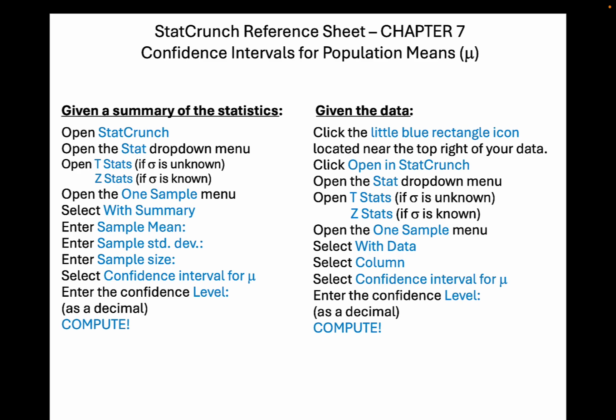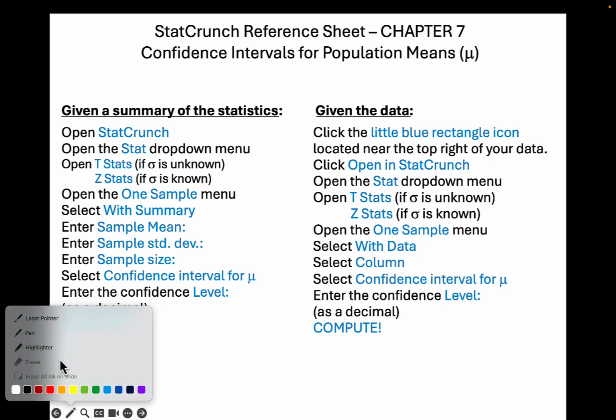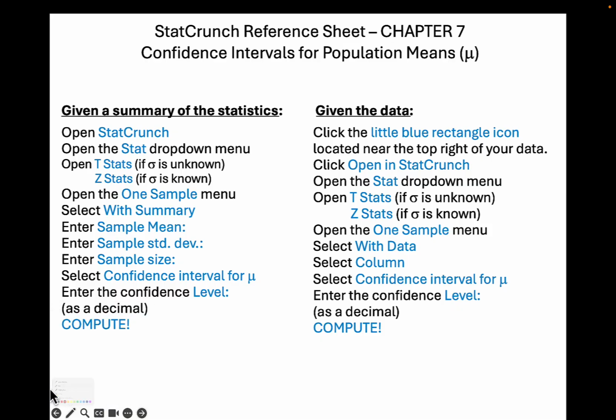The program this time is found in the same place, under Stat, but we're going to have a decision to make this time. So let's walk through this. To construct a confidence interval for a population mean, we first want to check if we're given a summary of the statistics or if we're given the actual data. Let's go with this one first. If we're given a summary of the statistics, for example, they tell us the sample mean is this, the sample standard deviation is this, the sample size is this. That's a summary of the statistics, rather than just a list of the entire set of data.